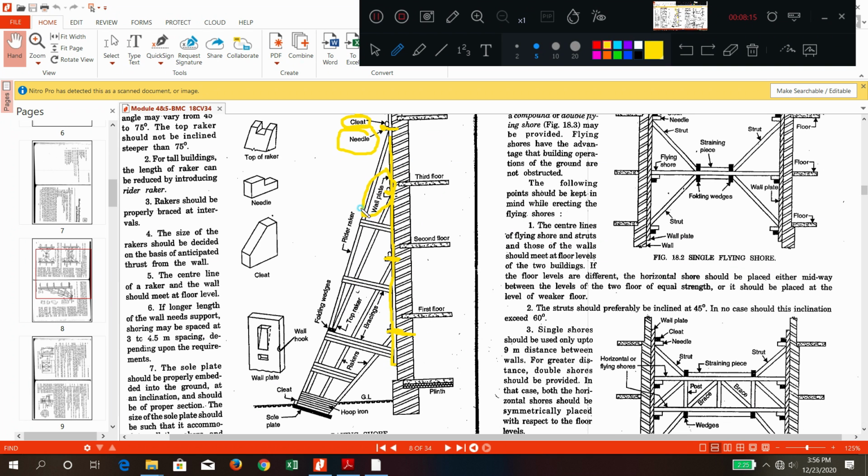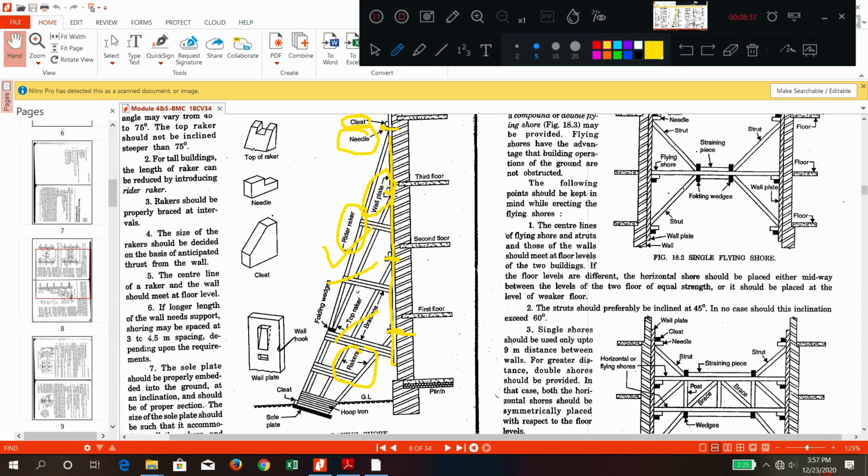Now you have the rider racker. What do you mean by rider racker? When the length of the wall is very high, or when the height of the wall is very high, you can have two different sets of rackers. One is the rider racker, and the other is the base racker. Like this, to get more rigidity, you have different rackers.